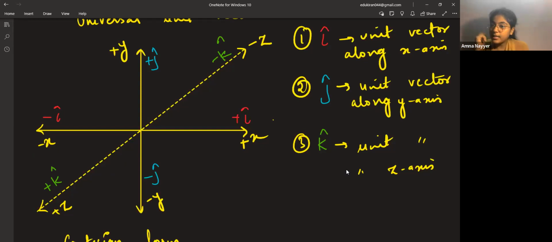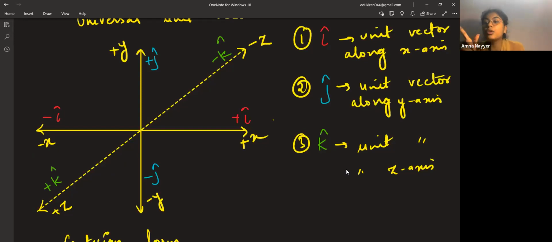Now the axis that is outwards is your z-axis. For z-axis, the unit vector involved is k cap. Outwards or backwards, both the same thing. For positive z-axis, you have plus k cap. For negative z-axis, minus k cap. This we did. These are the unit vectors.